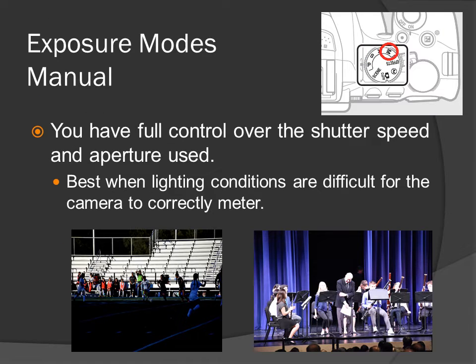Exposure modes: Manual. You have full control over the shutter speed and aperture used. Best used when the lighting conditions are difficult for the camera to correctly meter. Picture bottom left: the camera is looking at the aluminum bleachers and says, "Whoa, too bright," and it darkens the picture. Picture on the right: the camera looks at the black background and the dark purple curtains and says, "Whoa, too dark," and it starts to increase the exposure, so you get overexposed people.